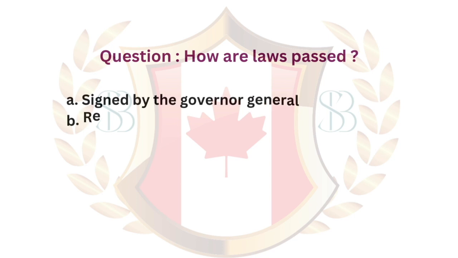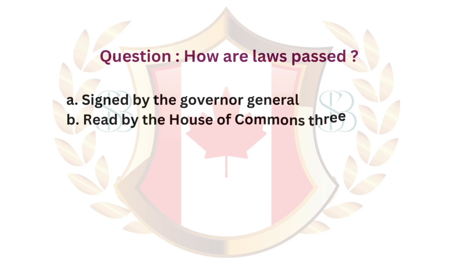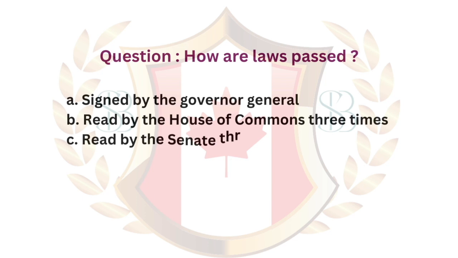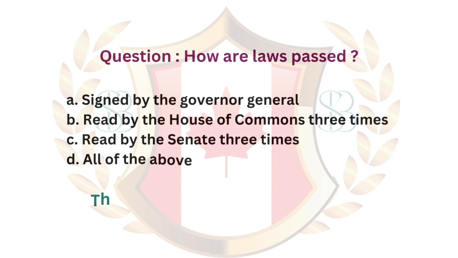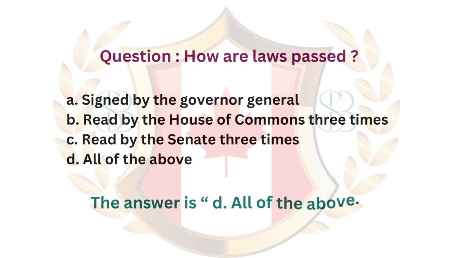Question. How are laws passed? A. Signed by the Governor-General. B. Read by the House of Commons 3 times. C. Read by the Senate 3 times. D. All of the above. The answer is D. All of the above.